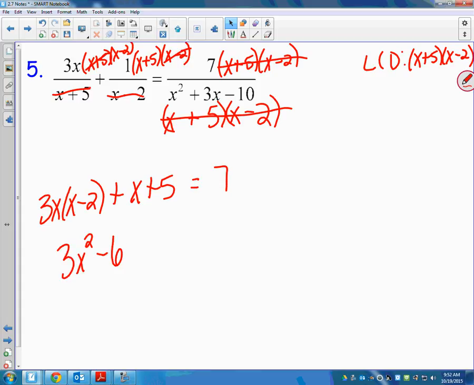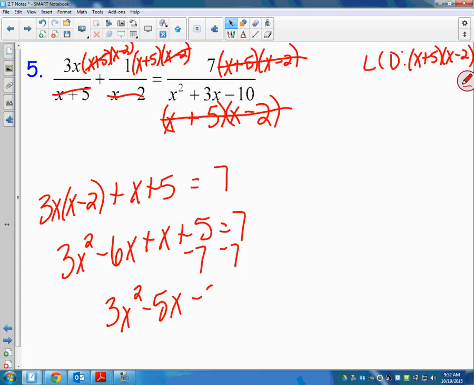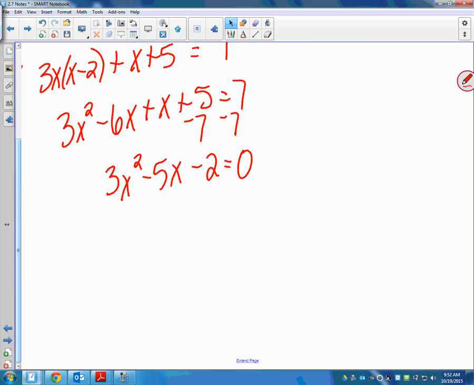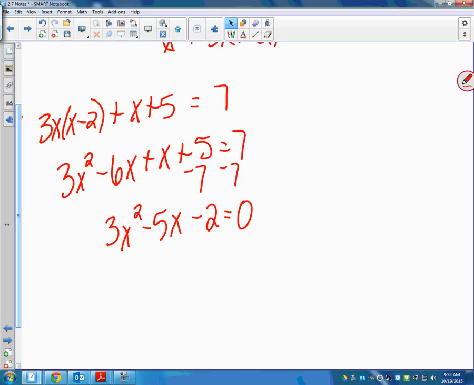3x squared minus 6x plus x plus 5. I subtract that over. 3x squared minus 5x minus 2. Remember that? Again, it seems most of these problems have a number in front there, so it's either factor by grouping, or factor Emma's way that she taught us, which was kind of cool, or quadratic formula. Questions about that? Have you solved it out yet?